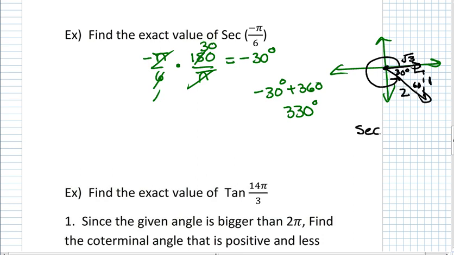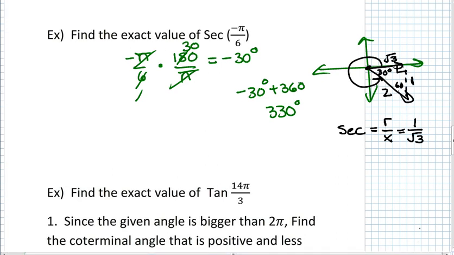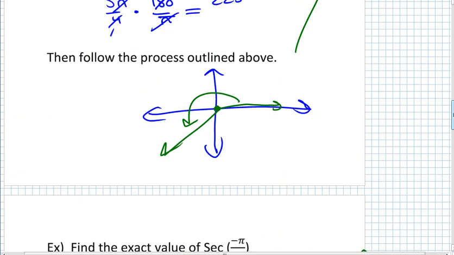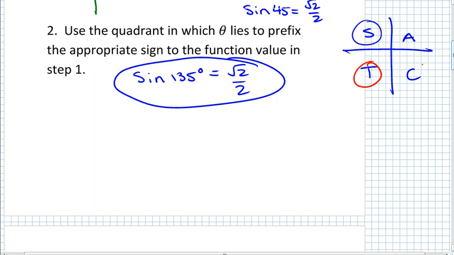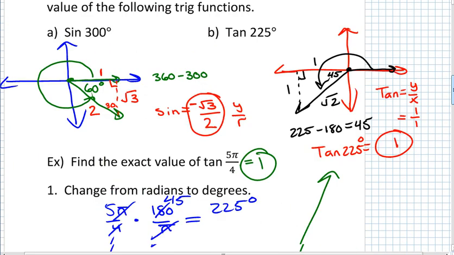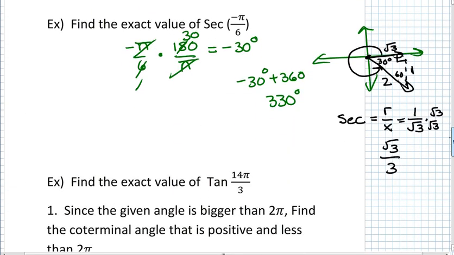Now we're talking secant. Remember, secant's the reciprocal of the cosine, so instead of x over r, it's r over x. So notice our r is 1, and our x is the square root of 3. So basically, if I rationalize it by multiplying by the square root of 3 both sides, notice I get square root of 3 over 3. Now, it's in the fourth quadrant, and remember, in the fourth quadrant, cosine is positive, so that means secant is also going to be positive, which means this is a positive square root of 3 over 3.